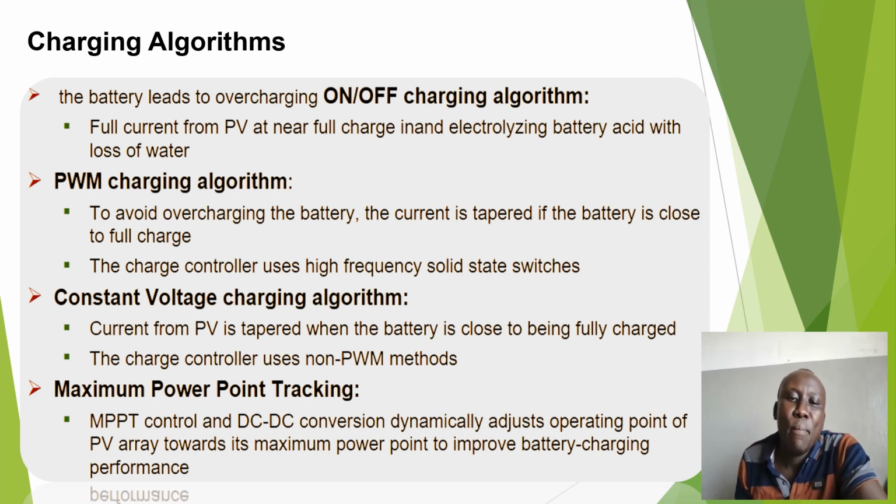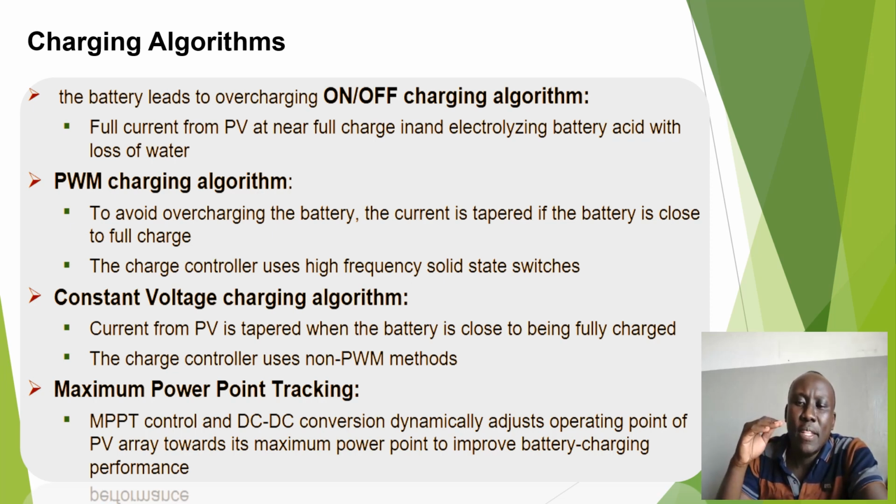Now, in maximum power point tracking, we call it the MPPT control and DC-DC converter. They dynamically adjust the operating point of a PV array towards its maximum power point to improve the battery charging performance. So it allows the system to charge at the maximum power of the array.